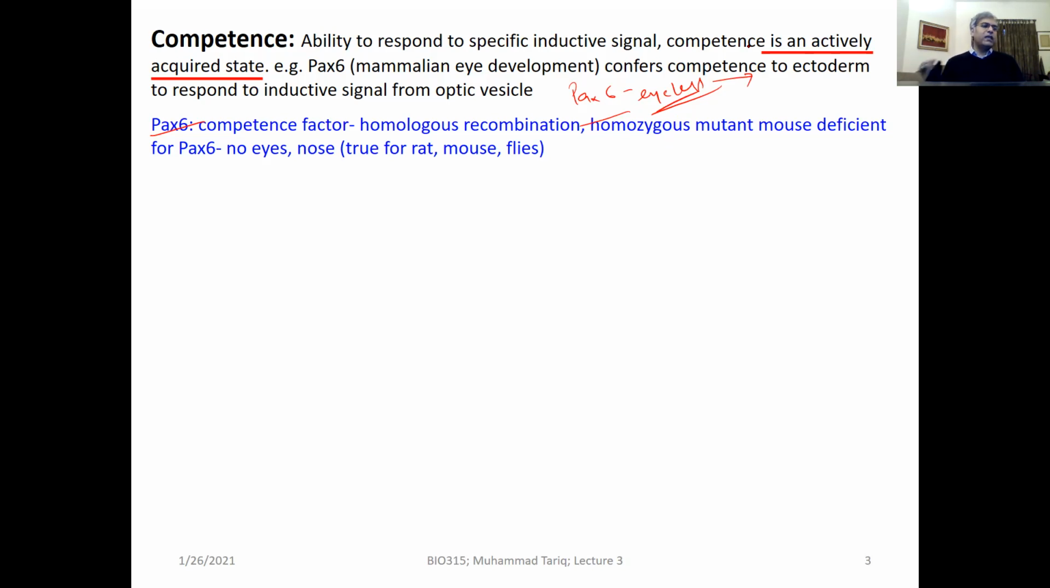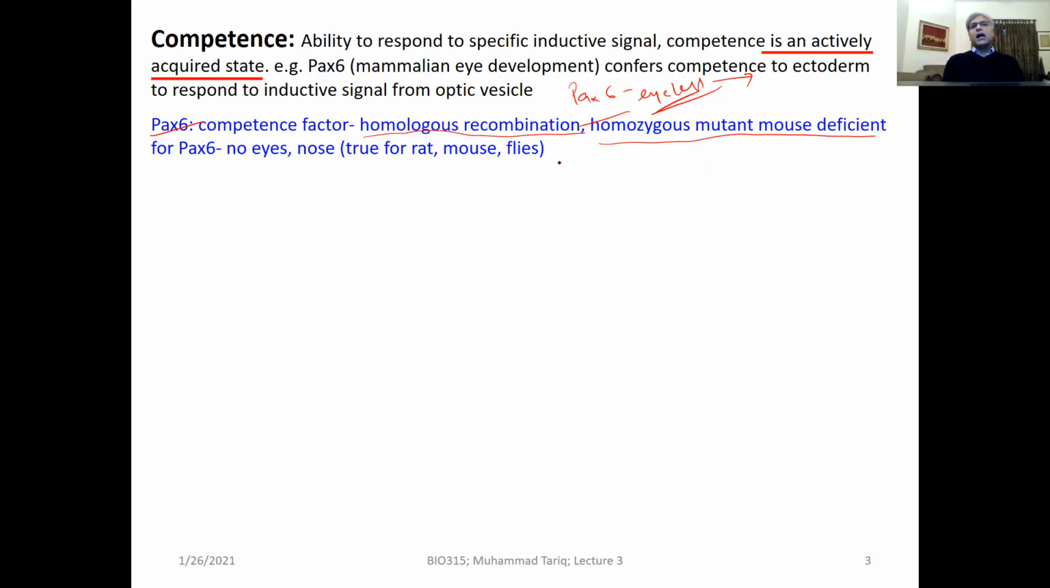PAX6 alone or eyeless alone, let's say eyeless in flies, when we ectopically express it in the leg regions or wings, you all may remember I used to show this beautiful picture from Walter Gehring's lab where they could generate eyes on the leg or eyes on the wings. That is due to ectopic expression of PAX6. So how do we know that this is the competence factor? You can simply use homologous recombination and generate a homozygous mutant mouse which is deficient for PAX6.